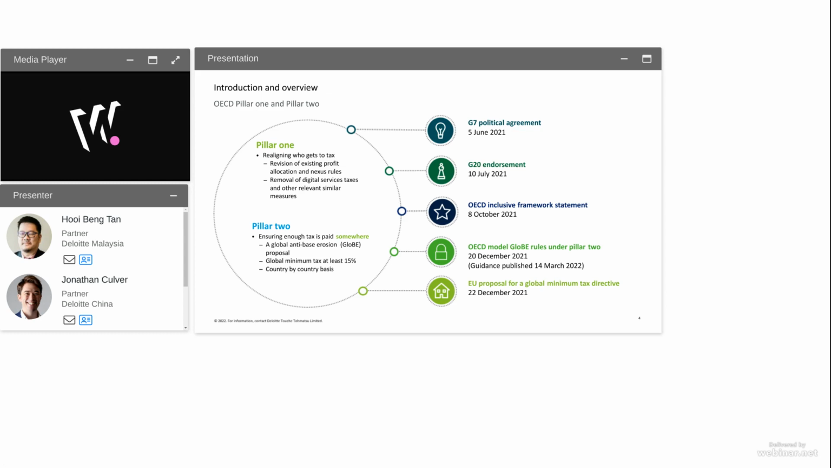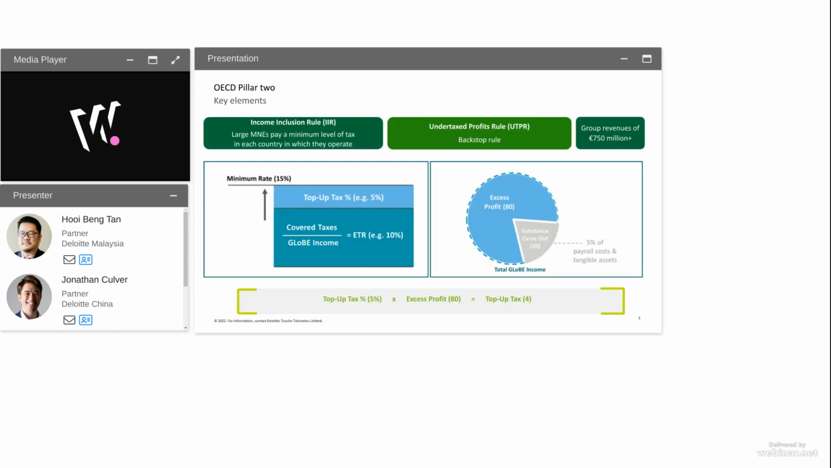We won't go through this in a lot of detail, but just by way of reminder, because we are going to talk about some examples on Pillar 2 today, just a quick recap on the detail. So Pillar 2 operates as a top-up tax. It's designed to make sure that global profits of a multinational group are subject to a minimum 15% rate. This will require groups that have a turnover of €750 million and above to assess what the effective tax rate is on a country-by-country basis around their operations, and contrast that to the 15% rate.